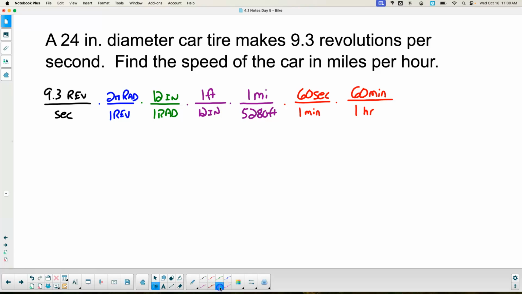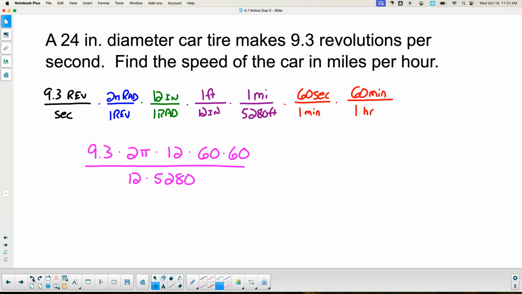All told, on top, you've got 9.3 times 2 pi times 12 times 60 times 60. On the bottom, that. I get 39.841 miles per hour. Nailed it? Nailed it. Okay.